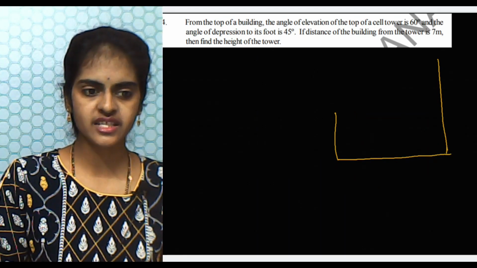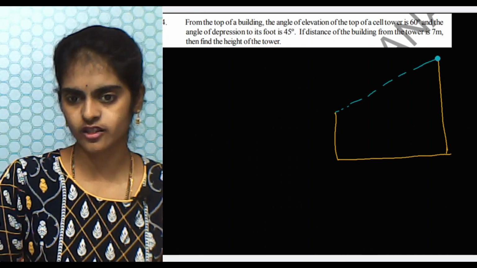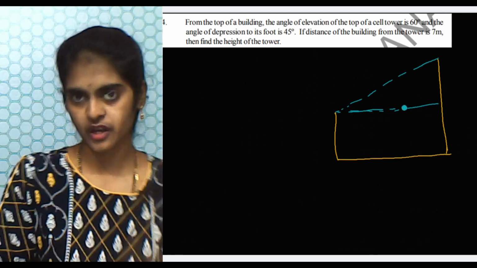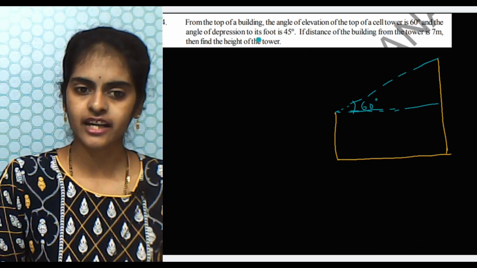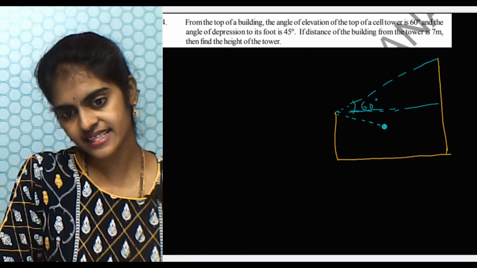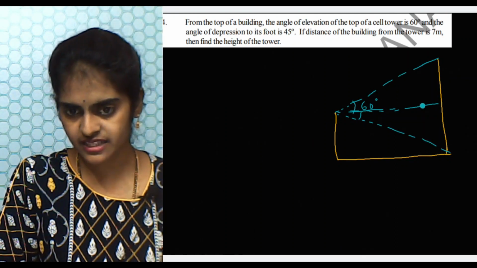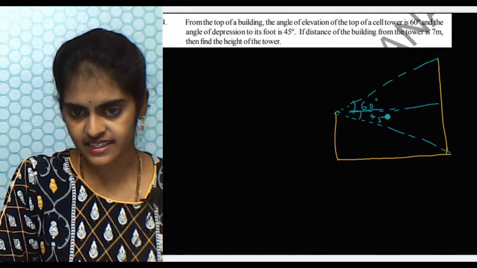From the top of this building, the angle of elevation of the top of the cell tower is 60 degrees. This is the top of the cell tower. Angle of elevation you will always take with reference to a horizontal. And the angle of depression of its foot: from the building you are seeing the tower foot, so the angle of depression is with this horizontal. This is the line of sight. So this angle is 45 degrees.